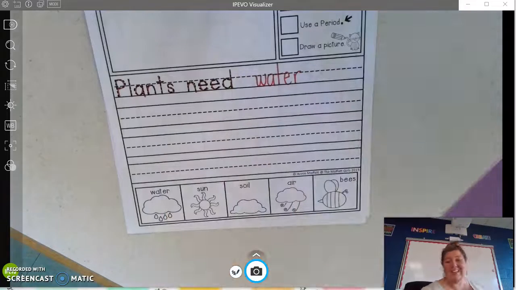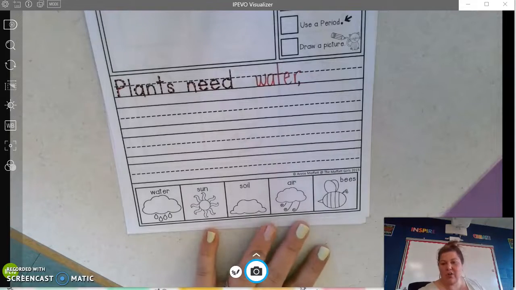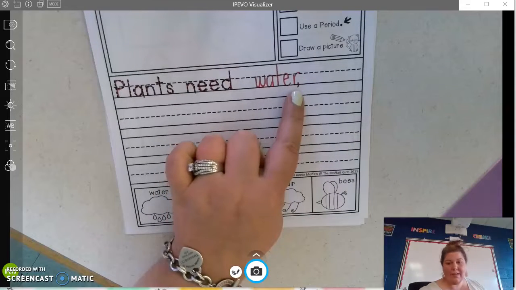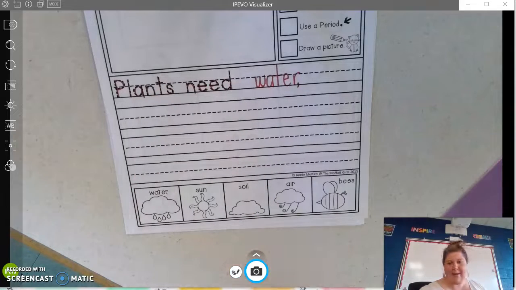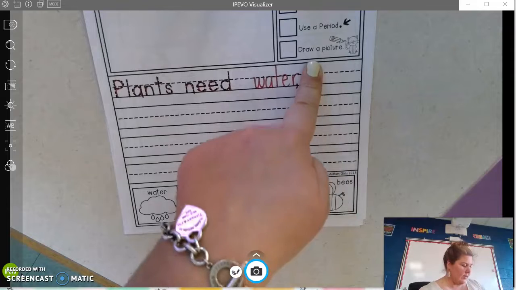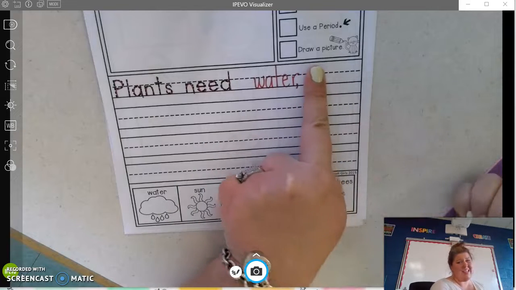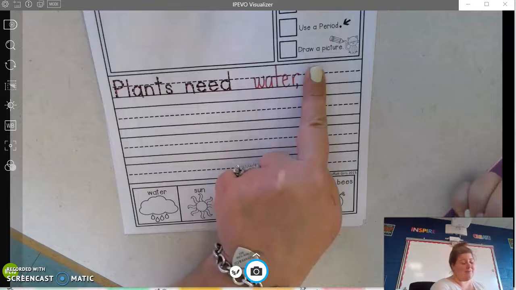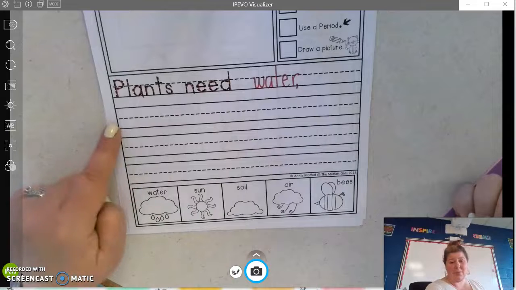W-A-T-E-R. Here's our first comma. Are you ready for it? It's just a little hook. Not a dot like a period, but a little hook that goes across that bottom line. Okay? So let's put our finger here. Ooh, I only have a small space. Sun is only 3 letters. I don't know if I can fit it here. So let's not try. Let's go down here because we still got 3 more lines.